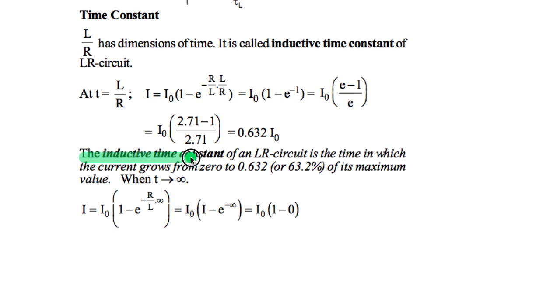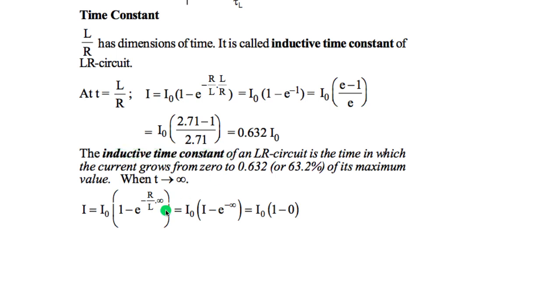The inductive time constant of an LR circuit is the time in which the current grows from 0 to 0.632, or 63.2% of its maximum value. In the LR circuit, at this time the current grows from 0 to 63% of the maximum value. That time is called the inductive time constant.